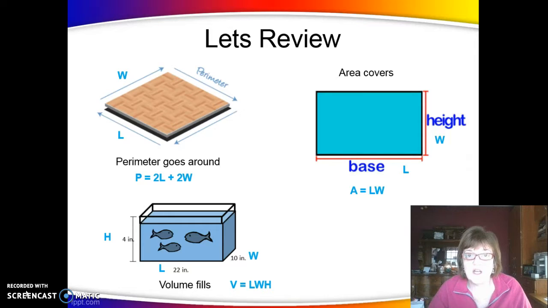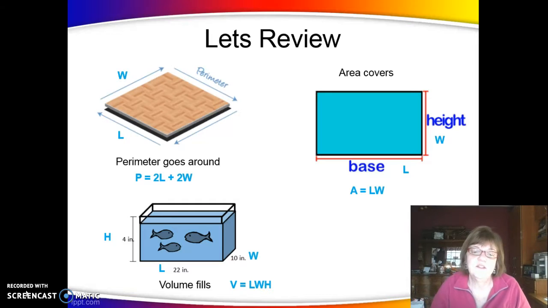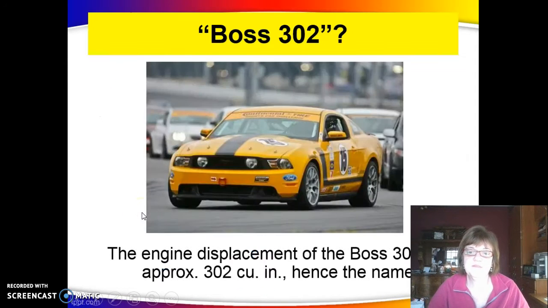Now volume we're going to talk about today. Volume brings in another dimension. Instead of it just covering a flat surface, we are now filling it up to the top. And those fish will appreciate it, won't they? So we're including now the height. We're including this height right here. So we not only have length and width, we've got to take into consideration how tall our object is.